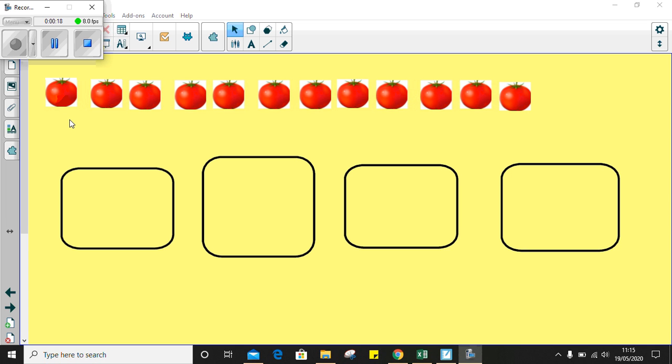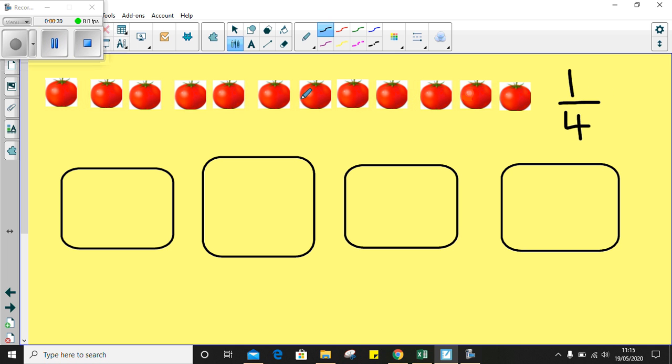Right, I'm going to look at finding a quarter of this amount, and I'm going to use these four squares to help me. I have 1, 2, 3, 4, 5, 6, 7, 8, 9, 10, 11, 12. And I want to find 1/4 of 12. I want to find 1/4 of these tomatoes.